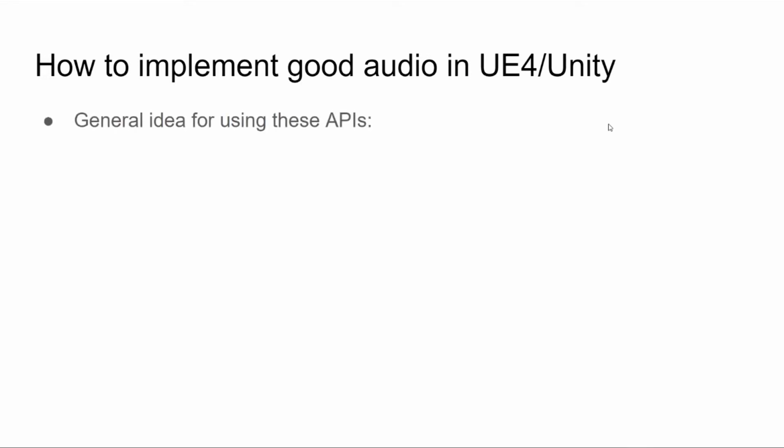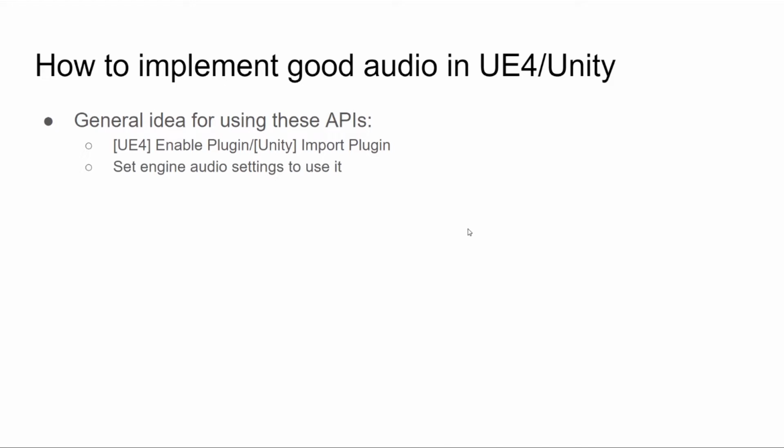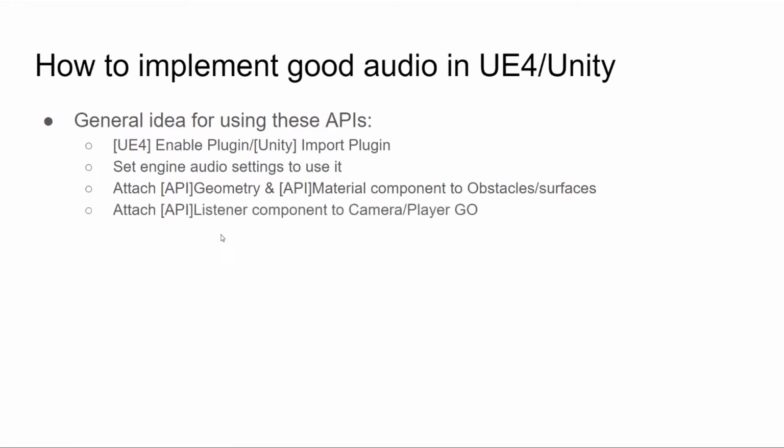The rough idea, and we'll see a demo in a second, is you enable the plugin or you import it. You tell the engine that it should use that plugin, like SteamAudio, Oculus Audio, or anything like that. You attach this geometry and material script to things that will occlude or bounce off rays of sound. You attach a listener component to your camera. You attach the SteamAudio component or Oculus Audio component to your audio sources.